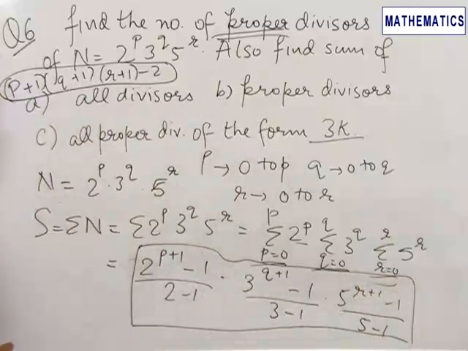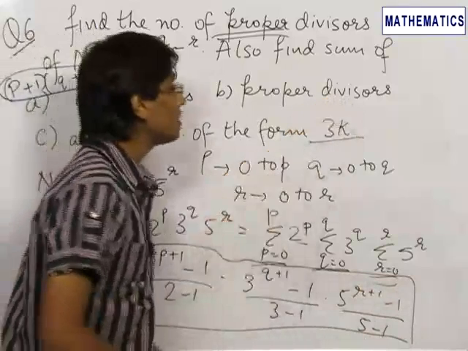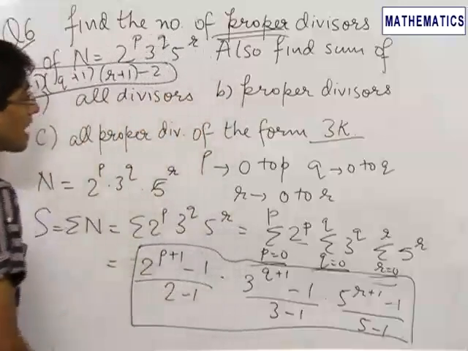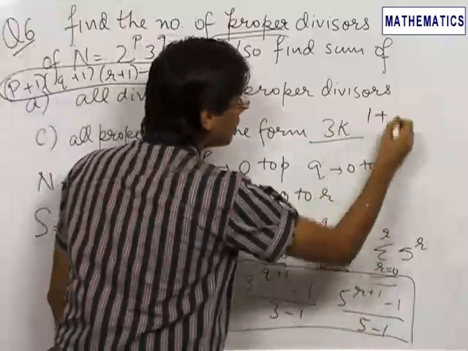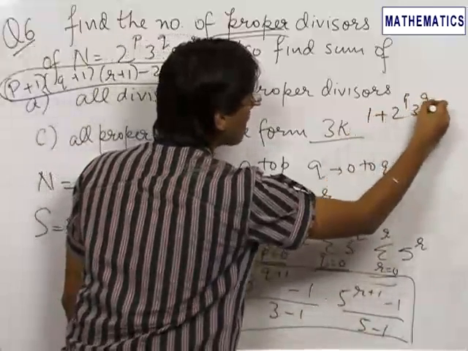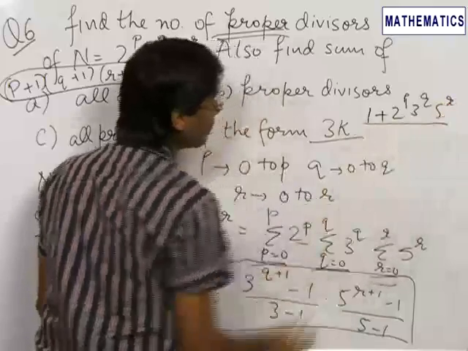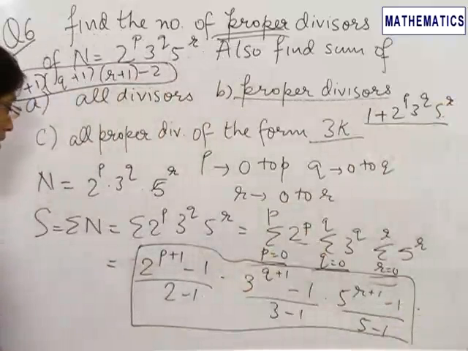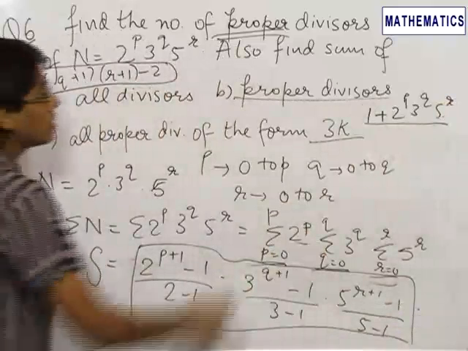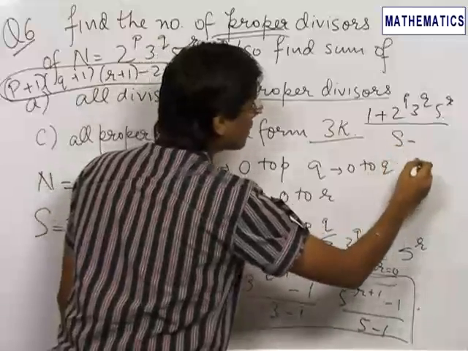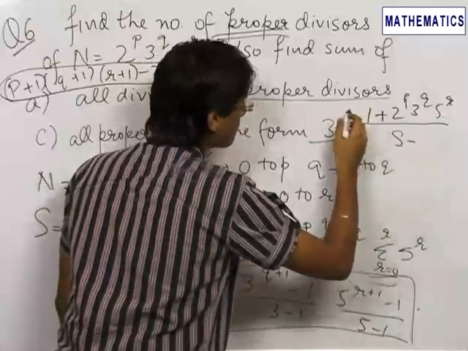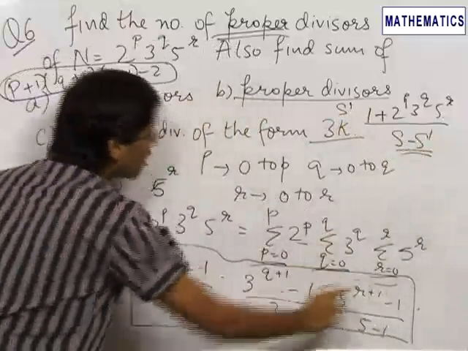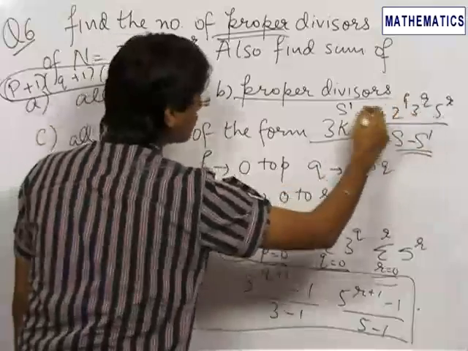Now in order to find the sum of proper divisors, we know that the 2 improper divisors are 1 and the number itself. So if we subtract 1 plus 2 power p, 3 power q, 5 power r, which is the number itself, from this sum we will get the sum of all proper divisors. If this is represented by s, and this is represented by, let's say, s dash, the answer is s minus s dash, which is the sum of all the divisors minus sum of the 2 improper divisors, which are 1 and the number itself.